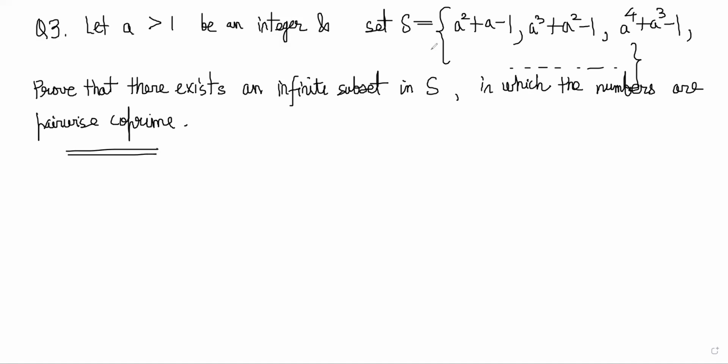So basically, you can see that the set S itself is an infinite set. You can see the pattern in the powers: a^2 + a - 1, then you add power 1 to each of the a terms, you get a^3 + a^2 - 1, a^4 + a^3 - 1, and so on. So this can continue indefinitely. So the set S is itself an infinite set. Here a is greater than 1. We have to prove that there must be an infinite subset in S, in which all the numbers are pairwise co-prime. Basically, any two numbers that you select in that subset should have GCD 1, right?